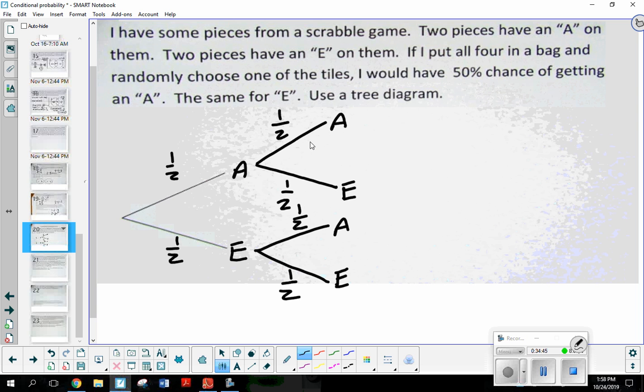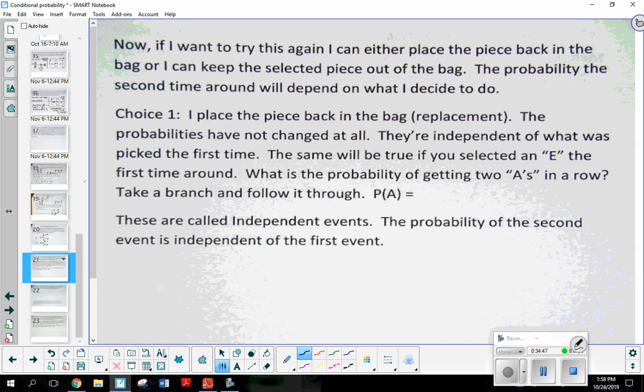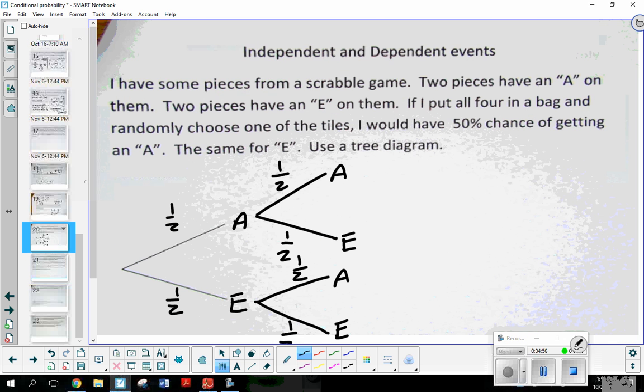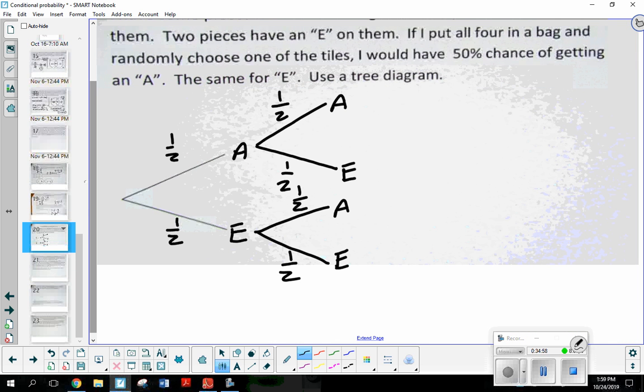So I believe it does ask for a question down here. What's the probability of getting 2 A's in a row? Take that branch and follow it through. Well, does anybody remember if I follow through one particular branch, what am I describing there? Starts with the I. That's the intersection. Now remember, if more than one branch has the outcome that I want, that's when I add those. We call that the union.